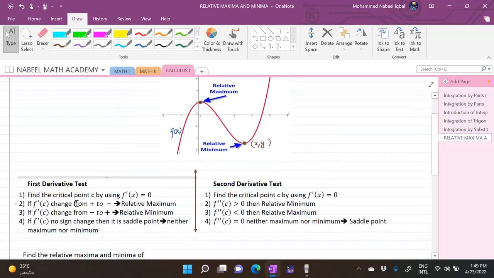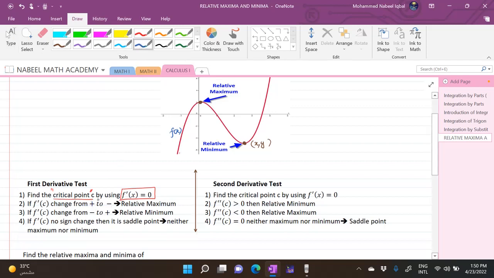That can be calculated using two tests. One is the first derivative test and the second is the second derivative test. In the first derivative test, we have to find the critical value. What is the critical value? First, you have to differentiate the given function f of x and put it equal to 0. After solving this equation, you will get the values of x. Then I have to substitute the points.